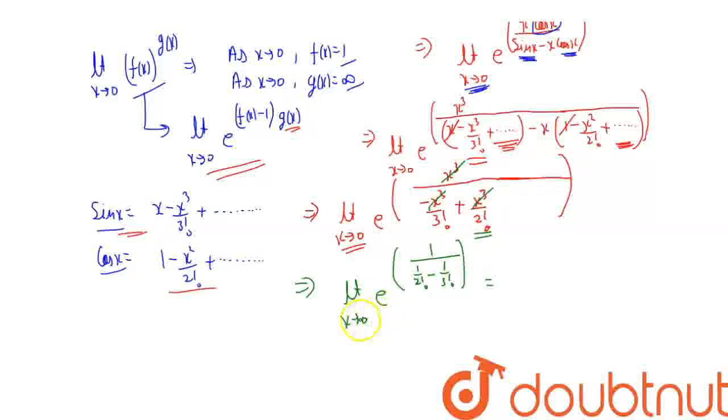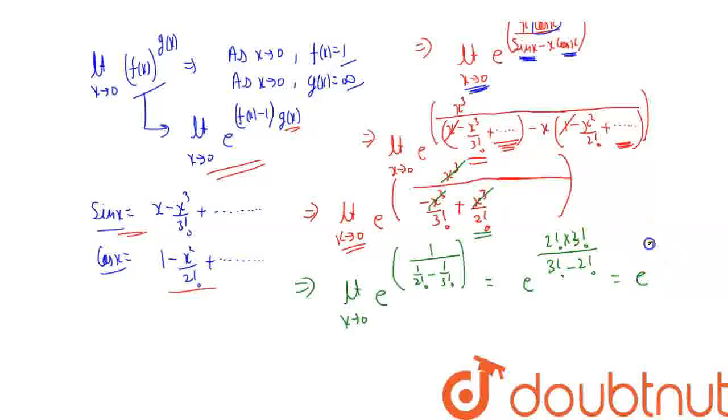So if we solve this, then we get e whole to the power. Here in the denominator if we take the LCM, then we get 2 factorial into 3 factorial in the numerator, and in the denominator we have 3 factorial minus 2 factorial. So here we have 3 factorial minus 2 factorial. So if we solve this, then we get e whole raised to the power.